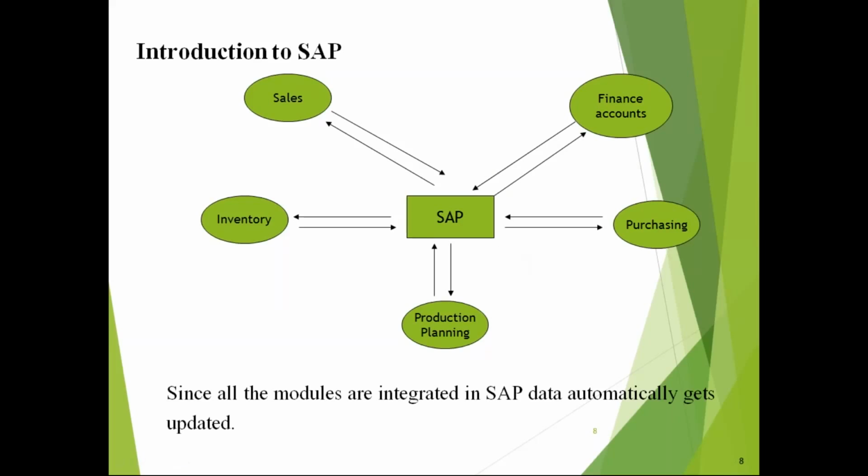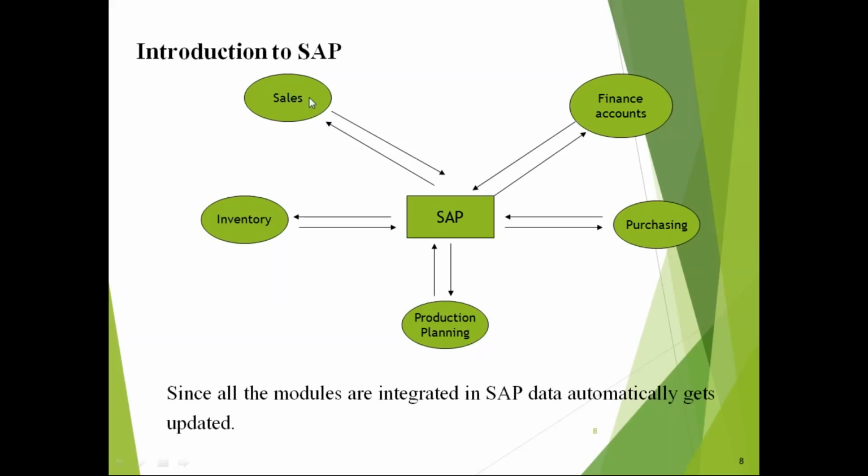Since all these departments are integrated, when you record a transaction on the purchasing side, the system automatically updates it on the finance and accounts side. That means another person need not manually update the transaction there. It is getting updated automatically, so there is absolutely no chance of missing a transaction. You record it here, it automatically gets updated here.